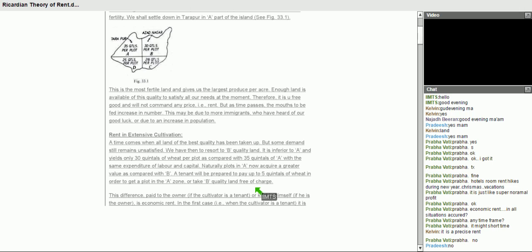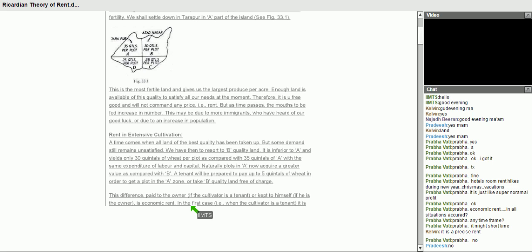He is ready to pay 5 quintals of wheat. We are talking not with respect to money, but with respect to the crops only. So we can say that he is ready to give 5 quintals of wheat if he can get a plot in the A zone. And he just doesn't want to take B, and if he has to take land B, he'll take it free of charge. So this difference, paid to the owner if the cultivator is a tenant or kept to himself if he is the owner, is the economic rent.